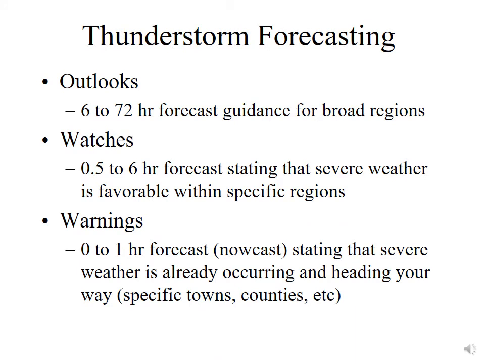So next, we'll move on to thunderstorm forecasting. There are three types of thunderstorm descriptions that are put out by the National Weather Service. The first are outlooks, and these outlooks are just general forecast guidance for broad regions.